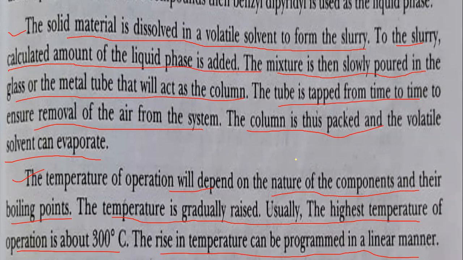To the slurry, a calculated amount of liquid phase is added and the mixture is then slowly poured into the glass or the metal tube which we are using as a column. The tube is tapped from time to time for the removal of air from the system, and the column is thus packed. The volatile solvent can be evaporated.